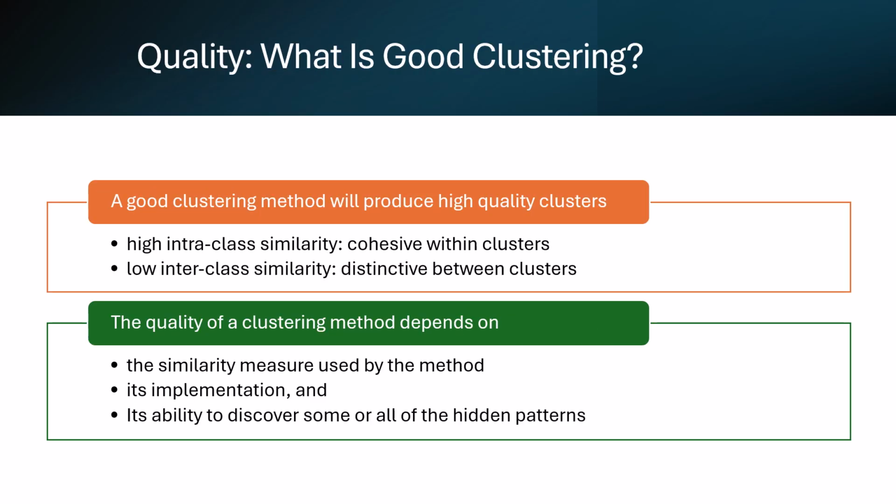What is good clustering? A good clustering method will produce high quality clusters. High quality clusters mean high intra-class similarity and low inter-class similarity between the clusters. The quality of a clustering method depends on the similarity measure used by the method, its implementation, and its ability to discover some or all of the hidden patterns.